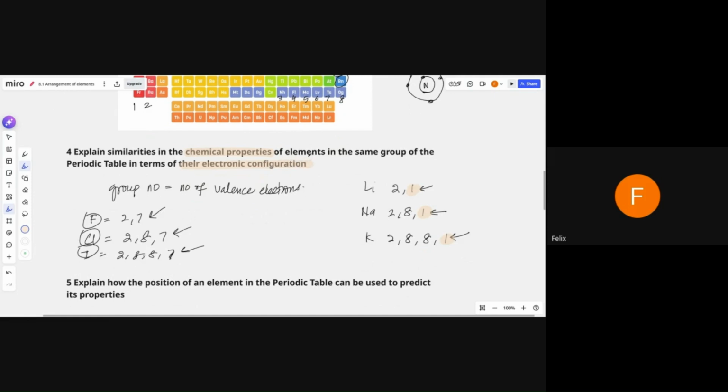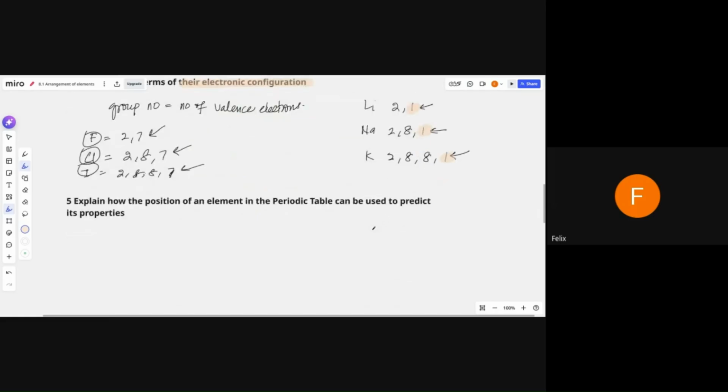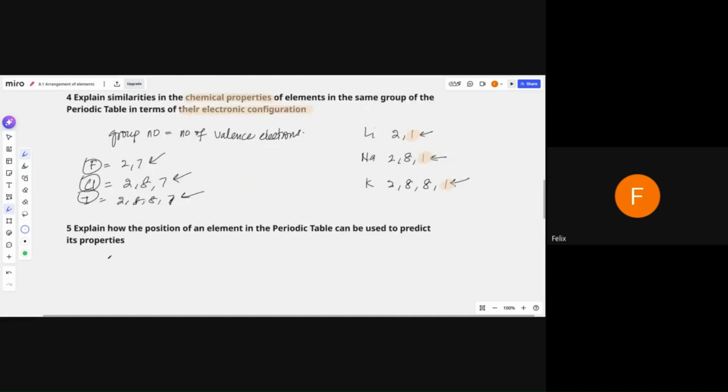Now we move on to the next one: explain how the position of an element in the periodic table can be used to predict its properties. You just need to know that groups 1, 2, and 3 are metals, and they will have all the properties of metals. When they react, they lose electrons. They are conductors of heat and electricity, and they have high melting and boiling points.